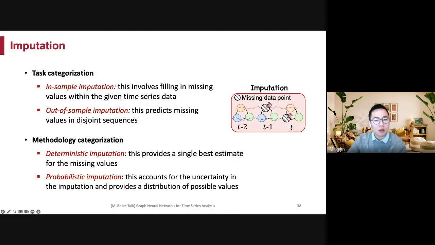And when it comes to imputation, for the task level categorizations, we consider two of them. The first is in-sample, which involves filling the missing values within the given data. Or we can do the out of sample, which is more like extrapolation, where you are trying to predict the missing values in disjoint sequences. So these are two typical tasks that we can perform. And for the methodology categorization, we can do deterministic or probabilistic.